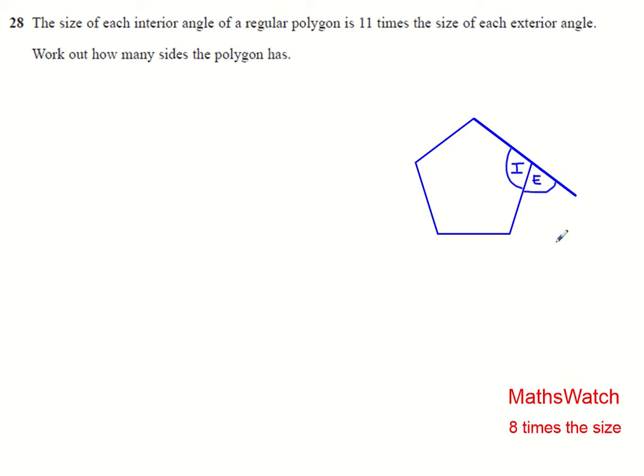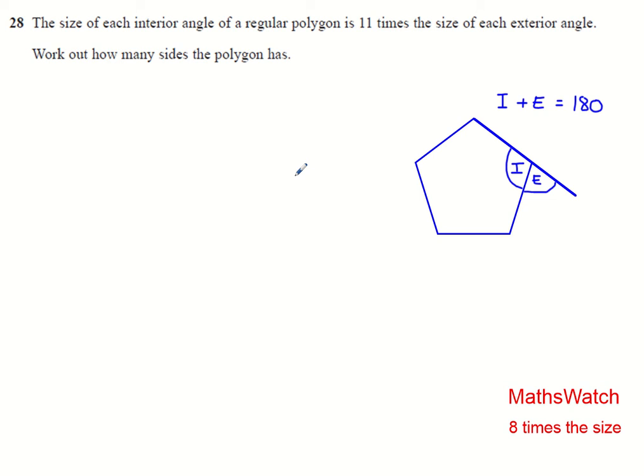Now we know that there is a fact that if we've got these angles on a straight line, these must add together to give 180. So the interior angle plus the exterior angle will total 180. And now to this question. The size of each interior angle of a regular polygon is 11 times the size of each exterior angle.